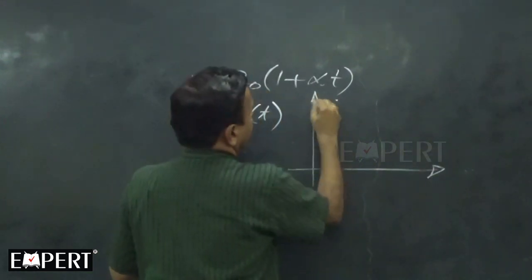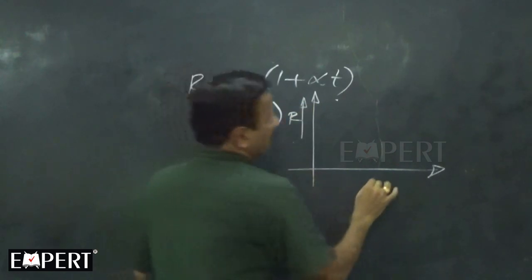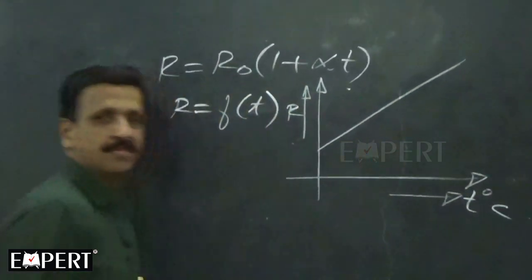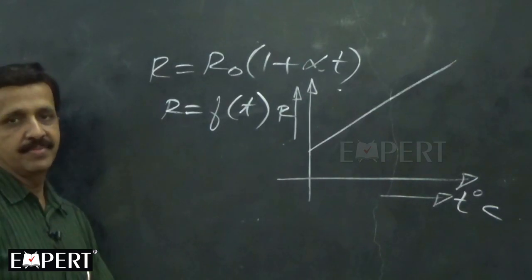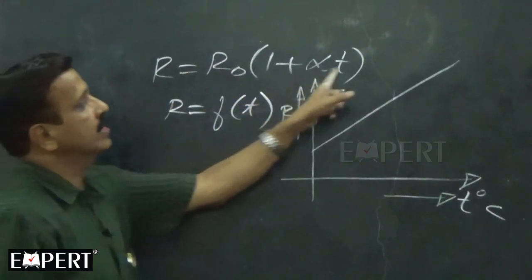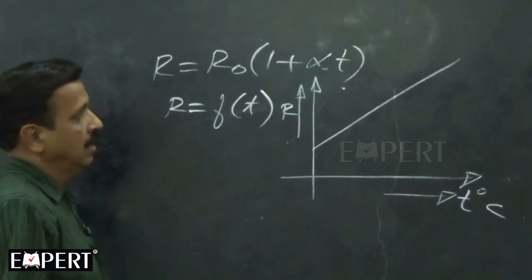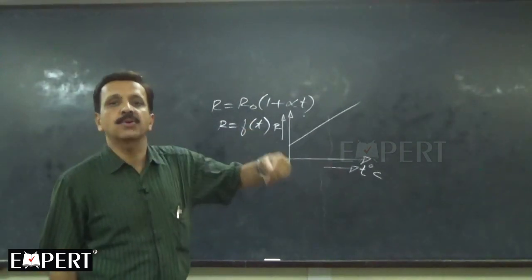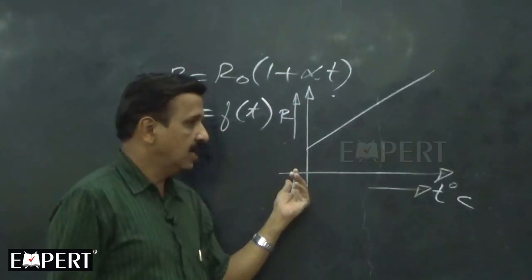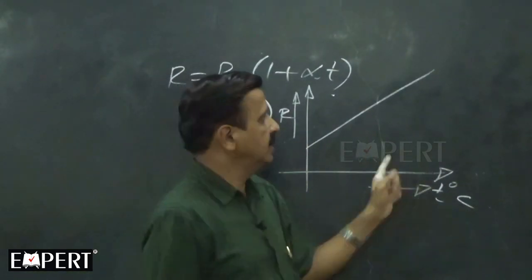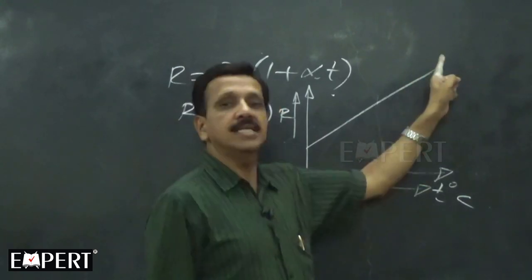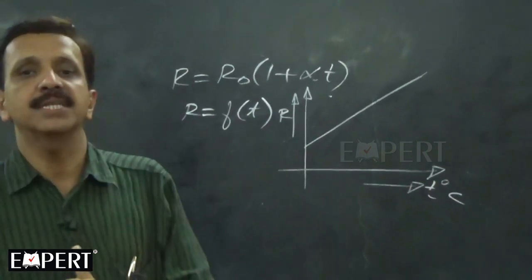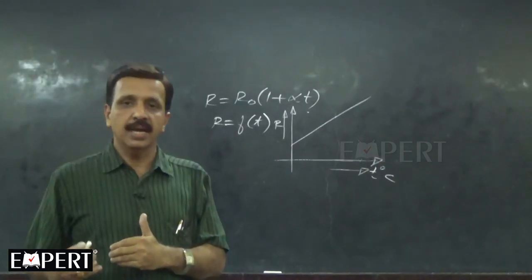And if you draw the graph, say, this is y-axis, this is R, and this is temperature in degree centigrade. The graph goes like this. It is a straight line. R is equal to R naught into 1 plus alpha into T. Once again, why I have given this example is, you can observe here, resistance varies with respect to temperature in degree centigrade. At low temperature, the resistance is low. As the temperature increases, resistance also increases. You can see this rising, not curve, straight line. The graph of resistance versus temperature in degree centigrade for a conductor is a straight line.